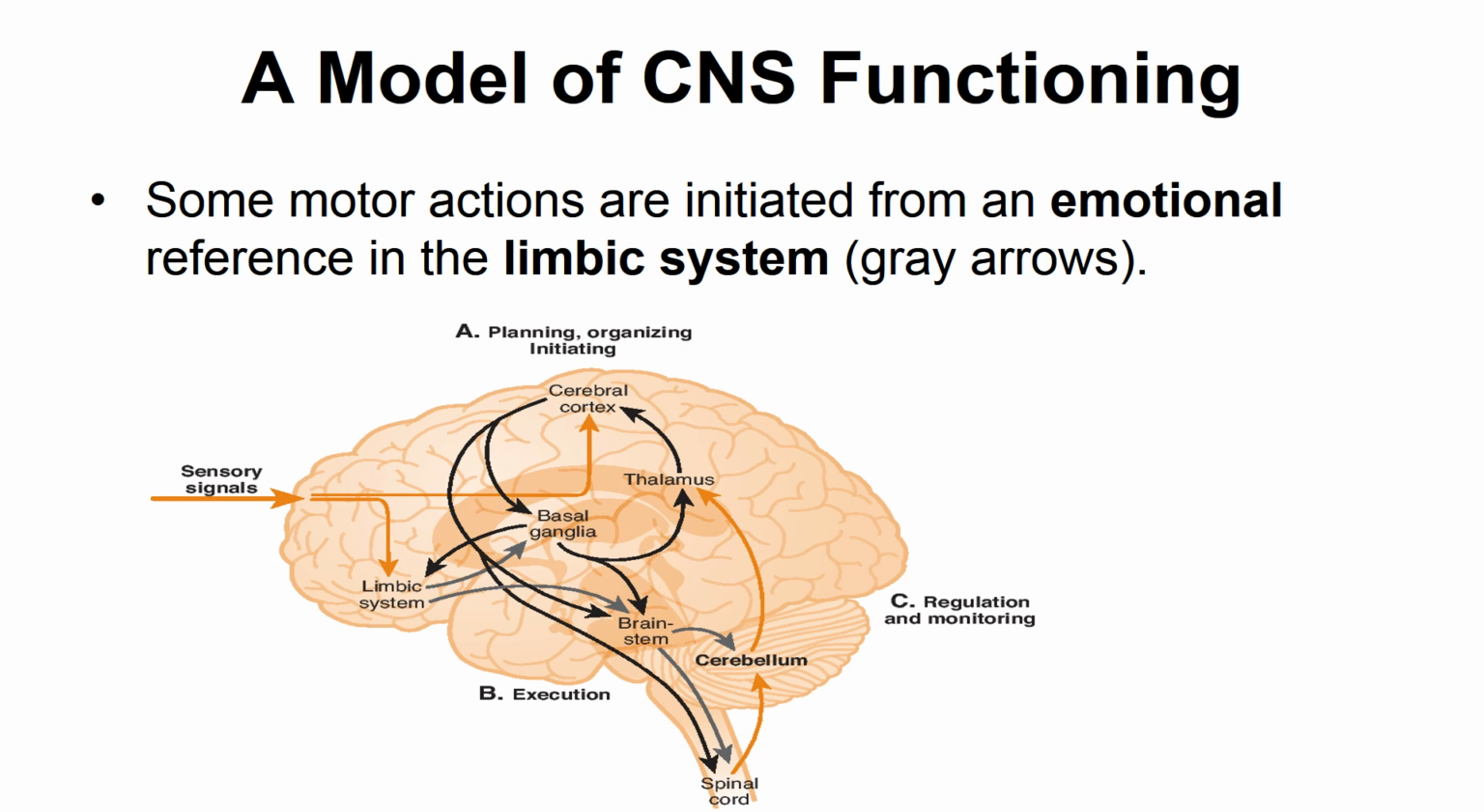I also mentioned that some of the motor actions are initiated from an emotional reference in the limbic system. And again, here we can see the gray arrows that represent that activity, working their way through and eventually down again to the muscles that need to be initiated.